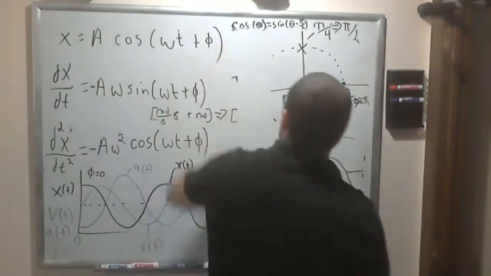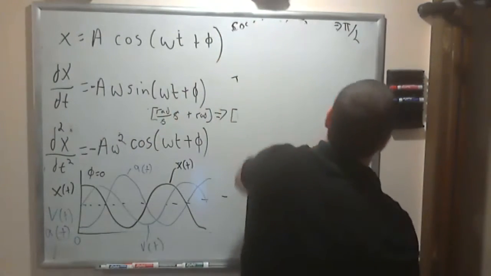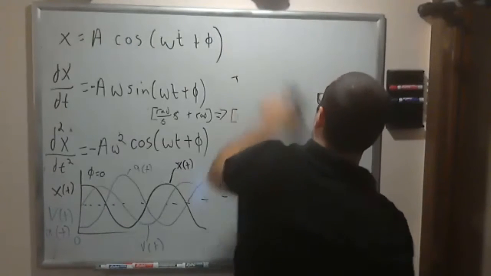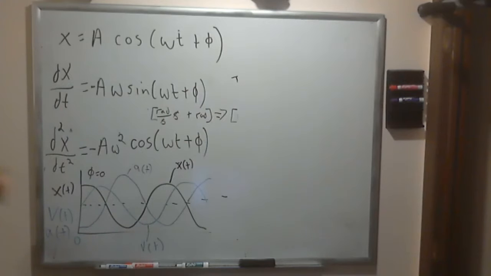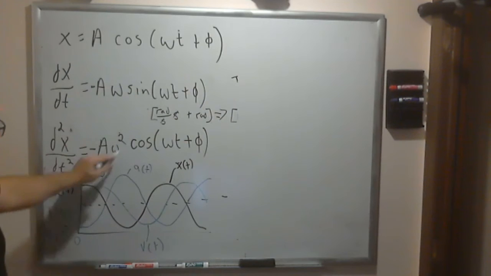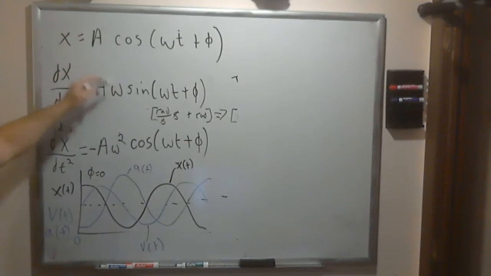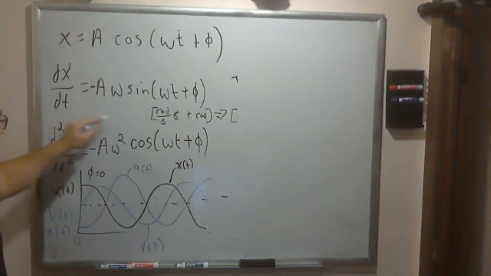Let's erase this. Now here I didn't draw it, well, I did draw it a little bit differently, but the amplitudes for the position, velocity, and acceleration are slightly different, right? Here the amplitude is just A. Here it's A times omega. Here it's A times omega squared, right?